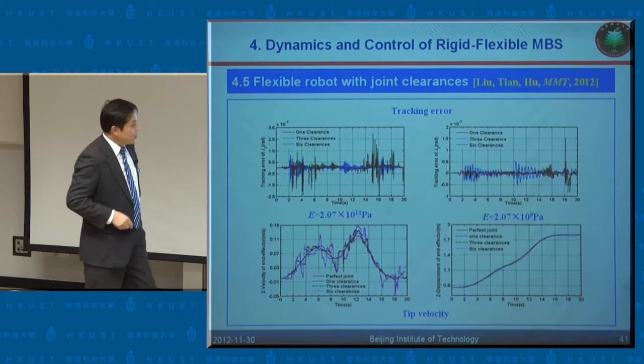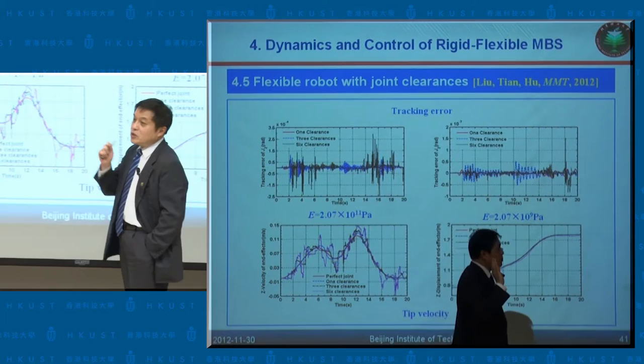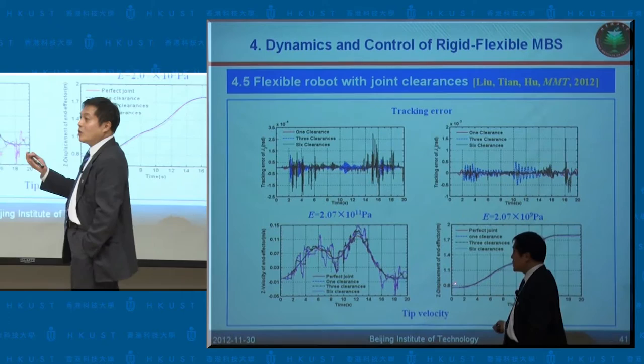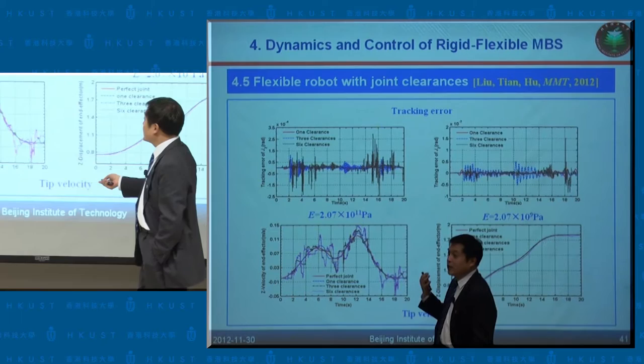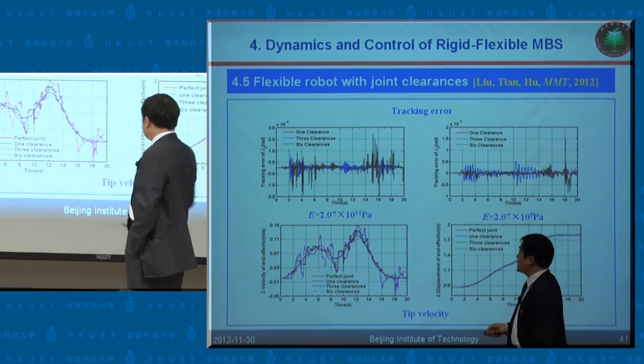So for the space robot, the flexible arms have two important roles. One is to reduce the weight of the robotic systems, and the second is to have better dynamic performance, to absorb the oscillation or vibration of high frequency induced by the impacts or stick-slip in the clearance. Of course, if you put some lubricants, you will have much better performance.